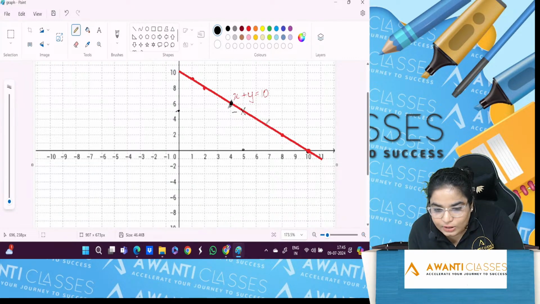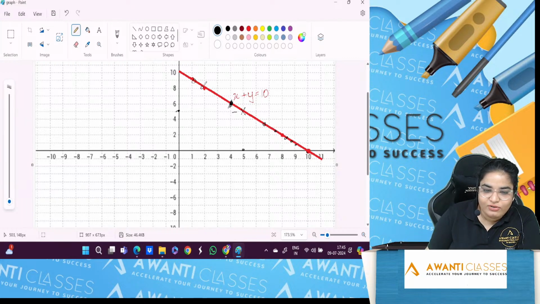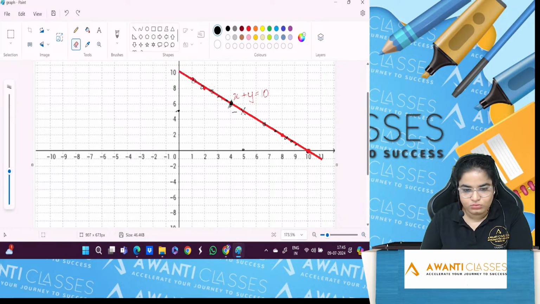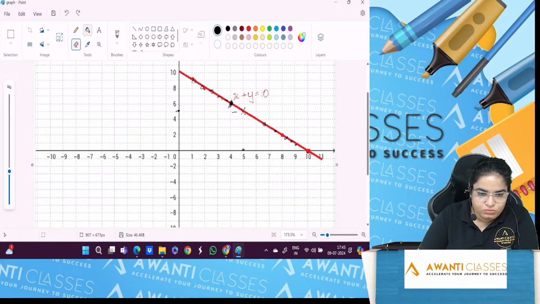Any point on this line, even if you take decimals, every single point on this line will be able to solve the equation. Okay, are you understanding so far? Clear? You can reply on the chat if there is an issue.